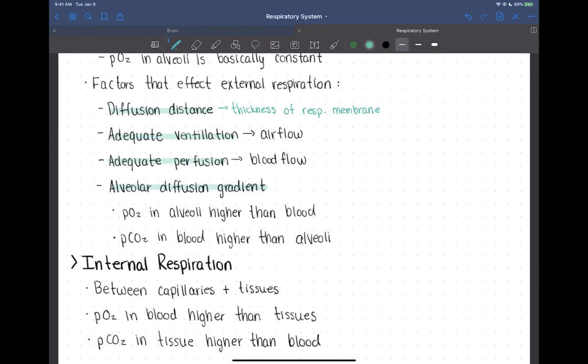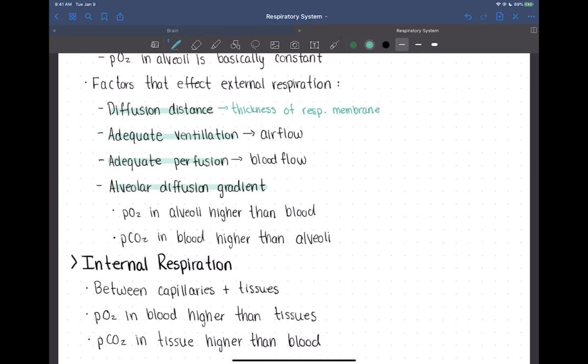The diffusion distance could be changed by a number of factors. For example, fibrosis of the lungs: if you start adding a lot of collagen fibers between the alveoli and the capillaries, that's going to increase the diffusion distance, as well as edema or even pneumonia, where you get fluid building up in the lungs. That fluid will increase the diffusion distance and make it more difficult for those gases to be exchanged. So that's one factor.